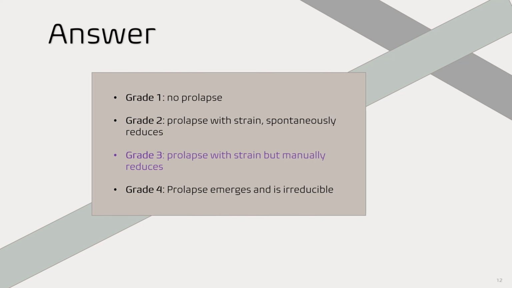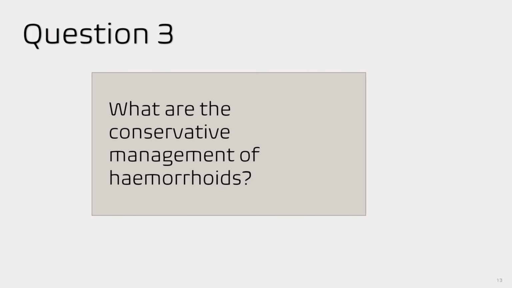Alright, let's have a look at the answer. So there are 4 types of hemorrhoids, and a grade 3 hemorrhoid is a hemorrhoid that prolapses with strain but manually reduces. So grade 2 and grade 3 are quite similar. However, grade 2 reduces spontaneously, whereas grade 3 requires manual reduction. Alright, question number 3. What are the conservative management methods of hemorrhoids?